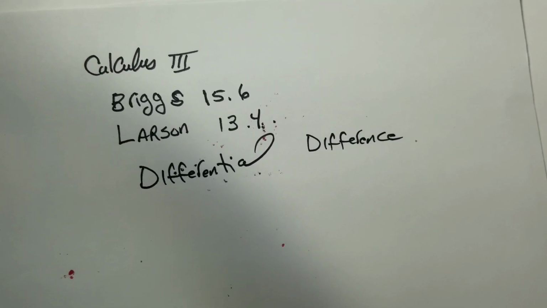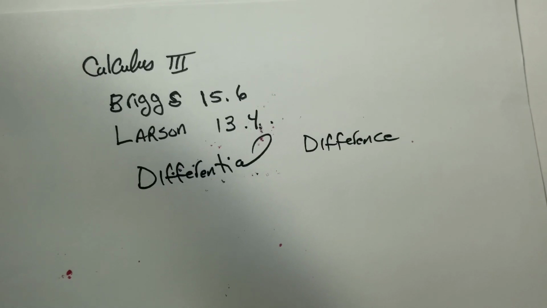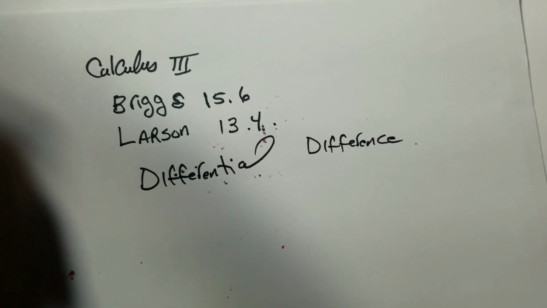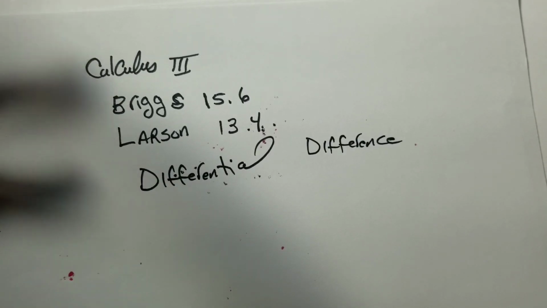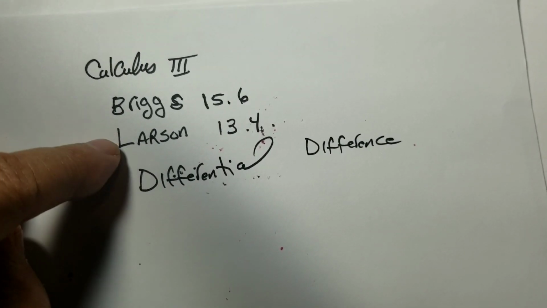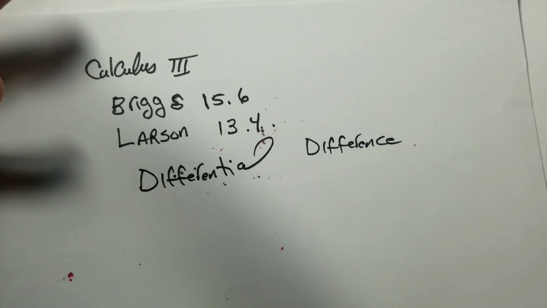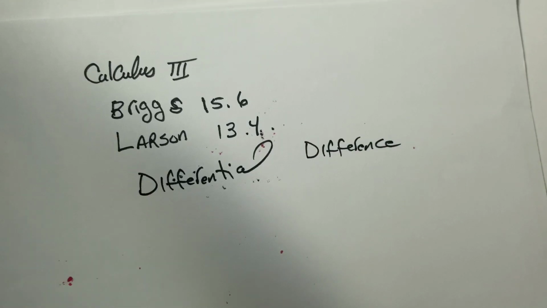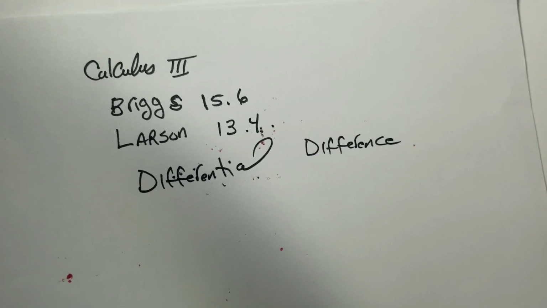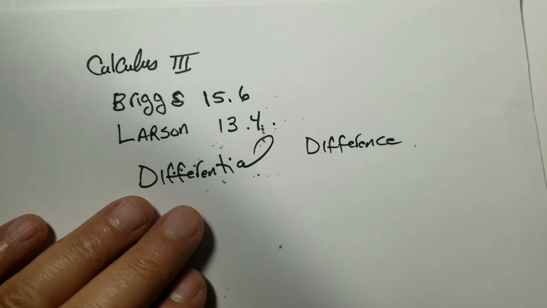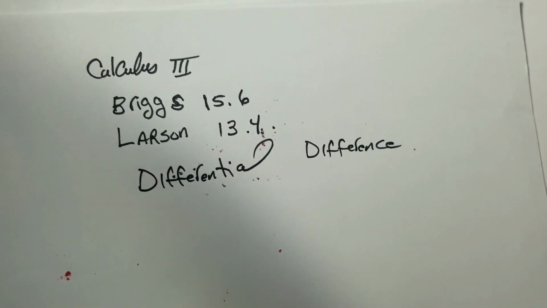I'm going to have a short video regarding differential. The two very famous books that mostly they use are either Briggs or Larson, multivariable calculus. In Briggs it is chapter 15.6, in Larson it is 13.4. And every time I see the word differential, something comes to my mind, which is a difference.